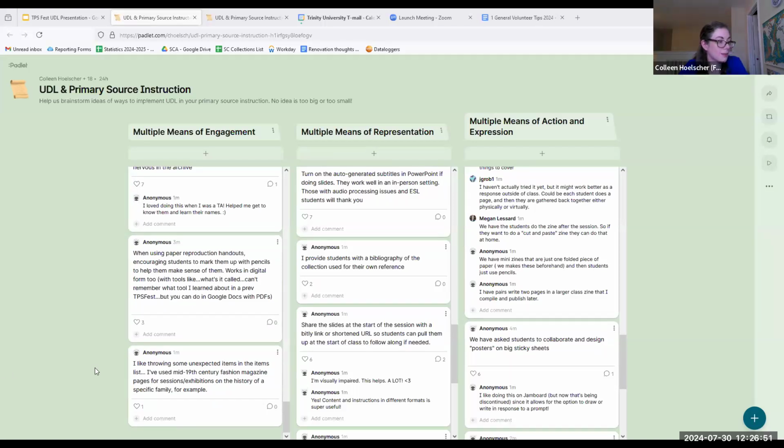Yes, unexpected items definitely are a lot of fun for students. I'd love for people to jump onto that and talk about some of the really crazy things that they've pulled to take students by surprise.